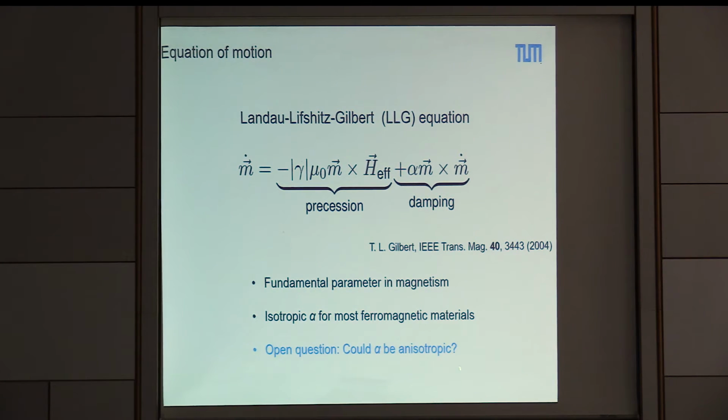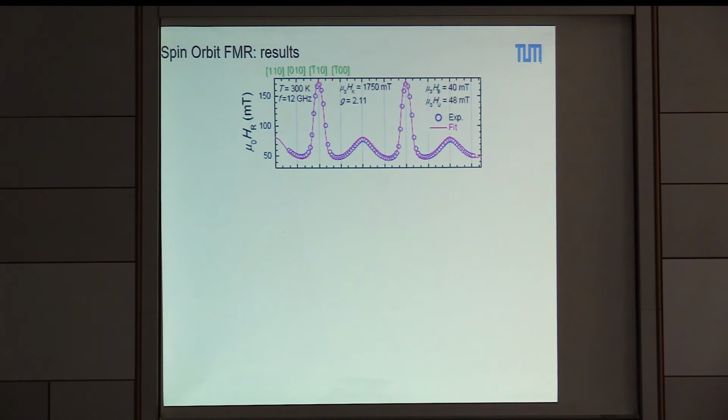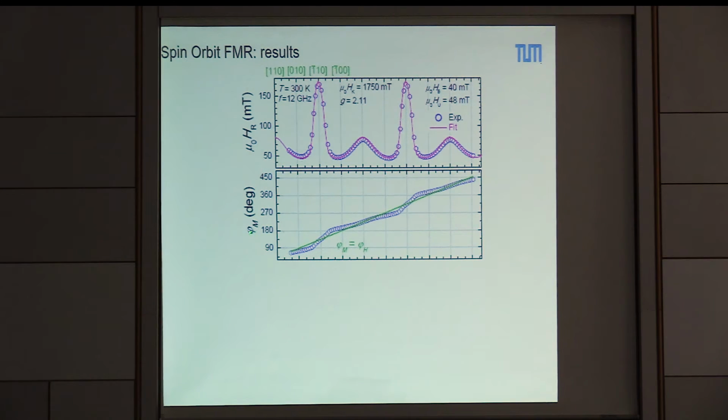And we were wondering, since we have such a low damping, such a nice system where we can look at damping very closely, could it be anisotropic? And obviously it is, otherwise I wouldn't show it. But what we measure then typically is this. This is the resonance field as a function of angle, and you can fit this by using the energy landscape of the magnetic system. By this you get the anisotropy fields out, you get the g factor. These are the uniaxial anisotropy fields.